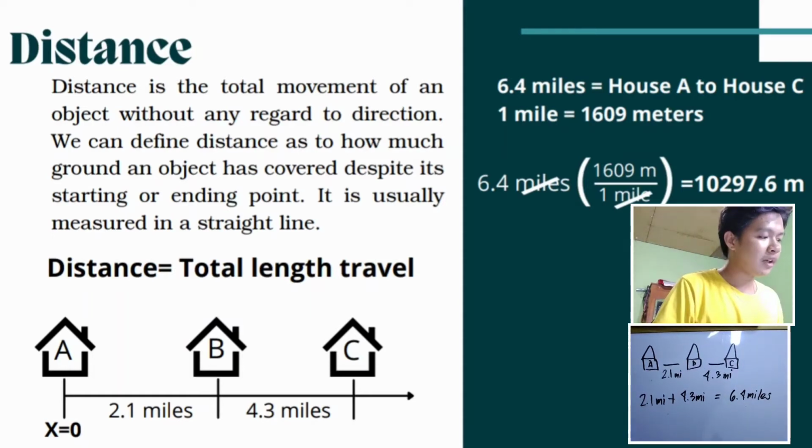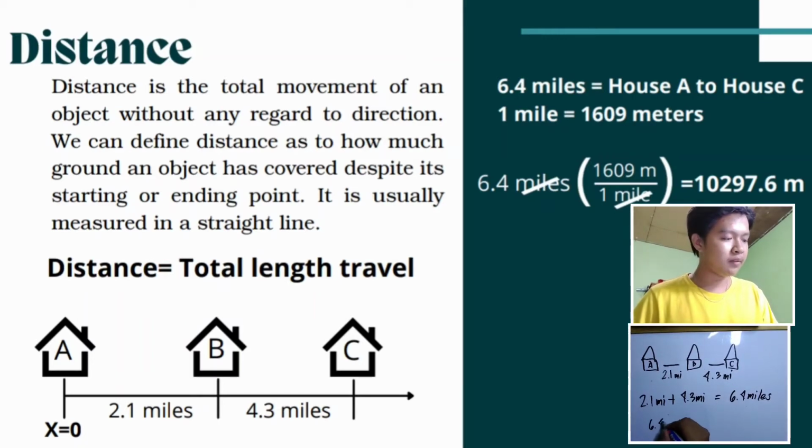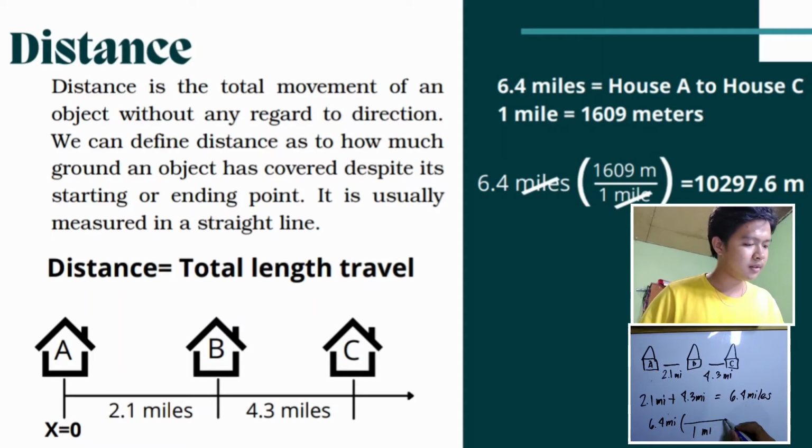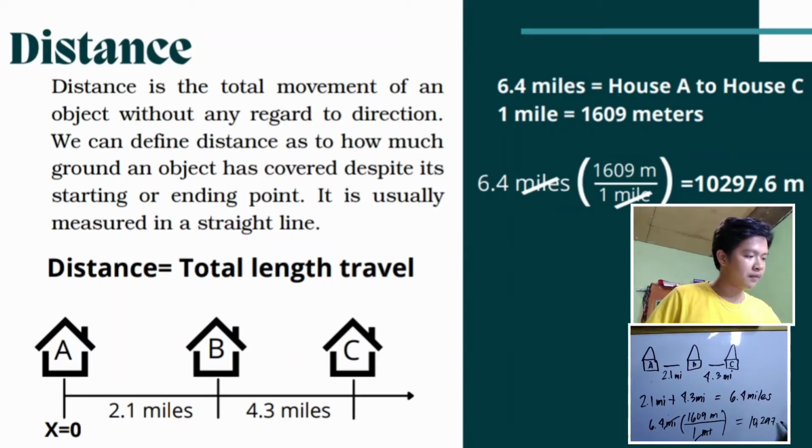Yung miles na to, kailangan natin siya i-convert into meter. So, 6.4 miles, para ma-convert, kailangan natin siya i-divide sa 1 mile equals sa 1,609 meters. So, cancel, equals 10,297.6 meters. So, this is the distance of house A to house C.